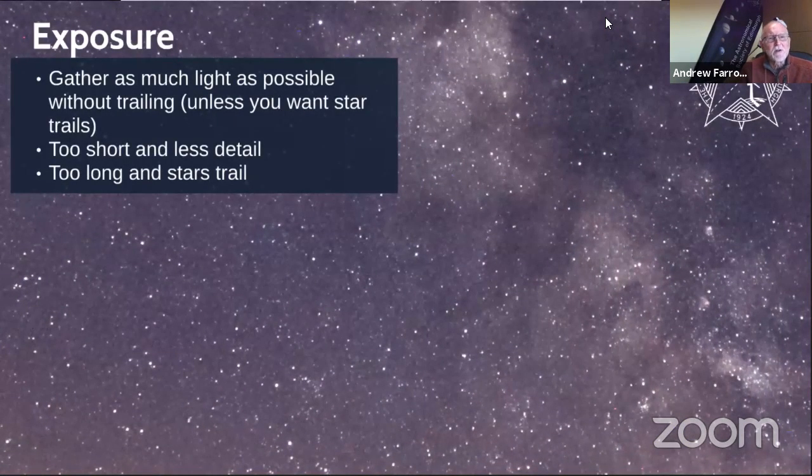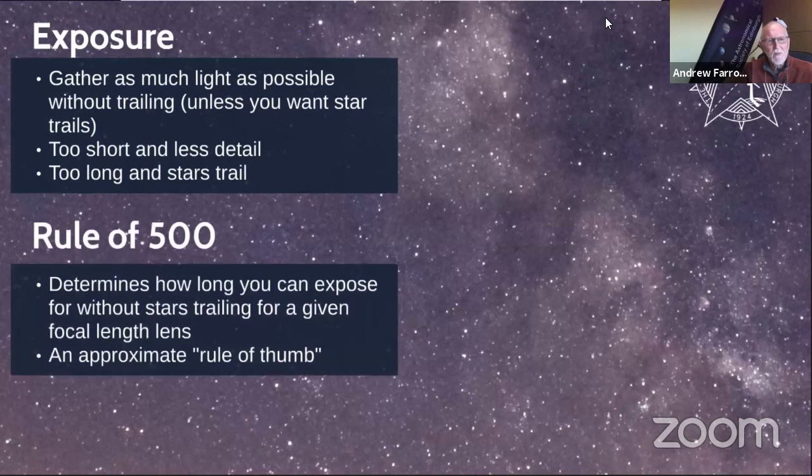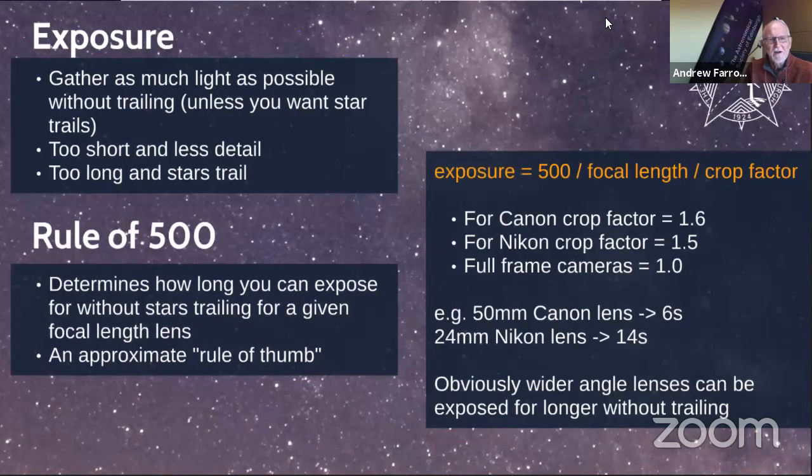So what exposure do you use? We've said we want to gather as much light as possible, but without trailing. If it's too short and we avoid the trailing, we won't get a decent image. If it's too long, we trail. So there's a rule of thumb, the rule of 500, which gives an idea of how long you can expose the stars without trailing for any given focal length. But it is a rule of thumb, and again, it's trial and error.